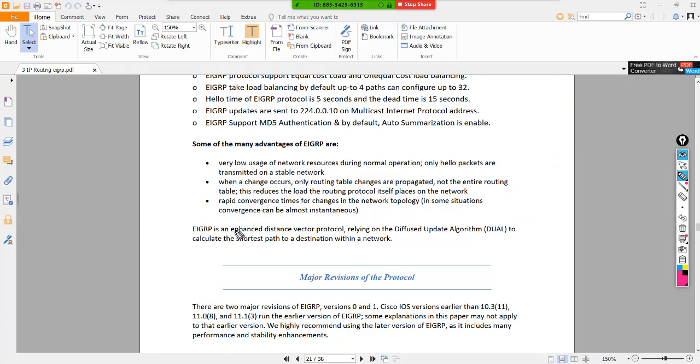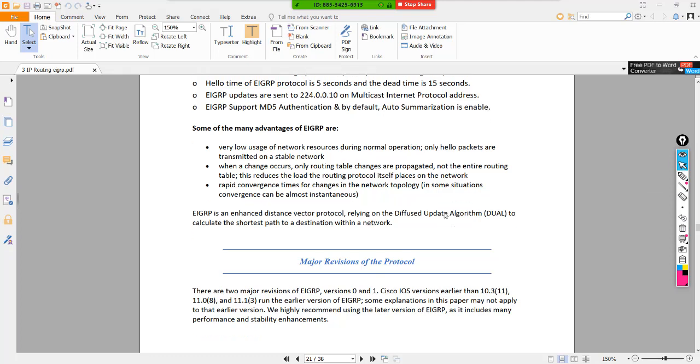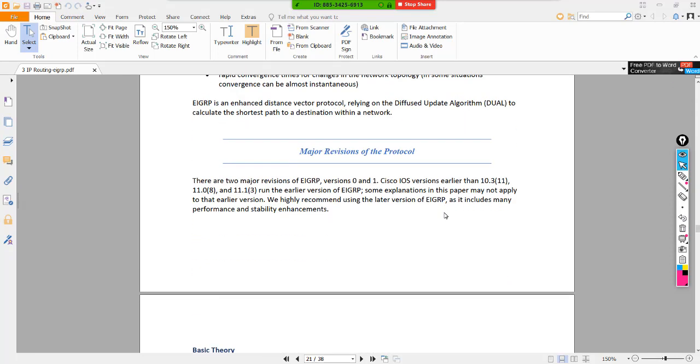And yes, it's an enhanced distance vector. It's all relying on this algorithm to find the shortest path. So always remember, it's the metric that's important for any protocol. In terms of metric, we find the shortest path to reach the destination.